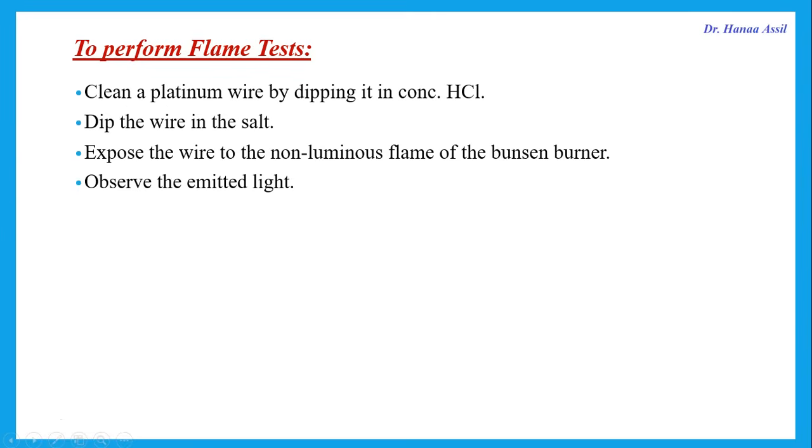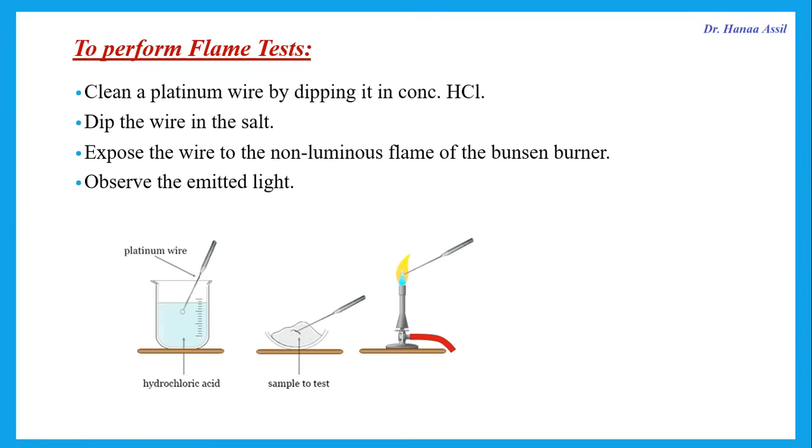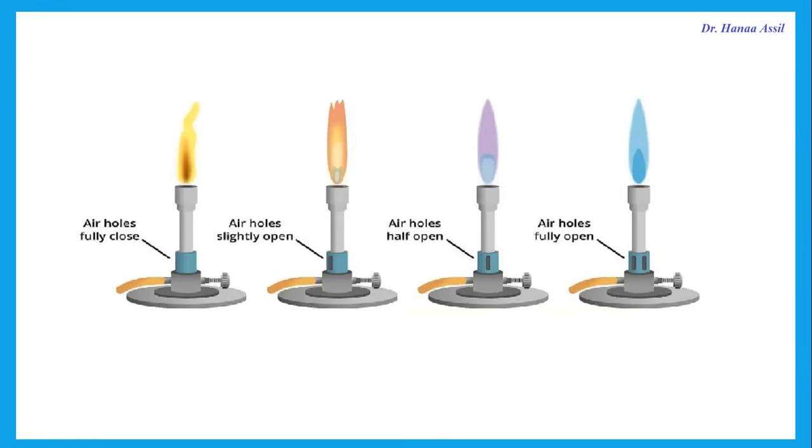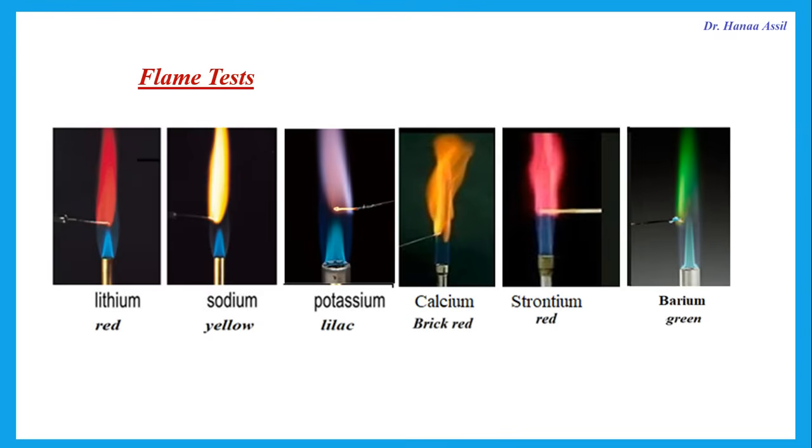So, how do we perform a flame test? Well, we clean a platinum wire by dipping it in concentrated HCl, dip the wire in the salt, expose the wire to the non-luminous flame of the Bunsen burner, that's the hottest part of the flame, and observe the emitted light. Of course, when we're using a Bunsen burner, you should realize that the air holes should be fully open. Remember, if they're not fully open, then the flame is not hot enough. So I want the air holes to be fully open so that we have a blue flame or non-luminous part of the flame.